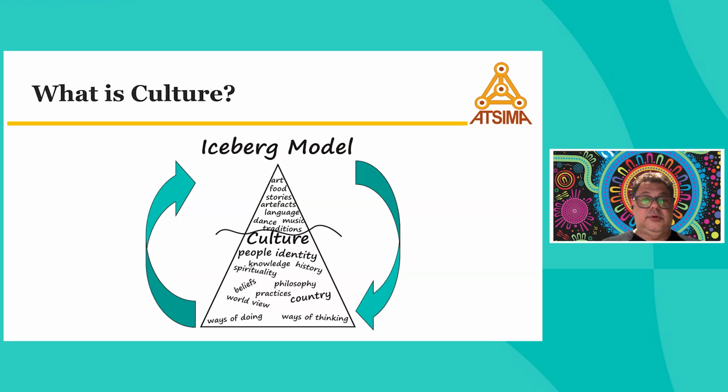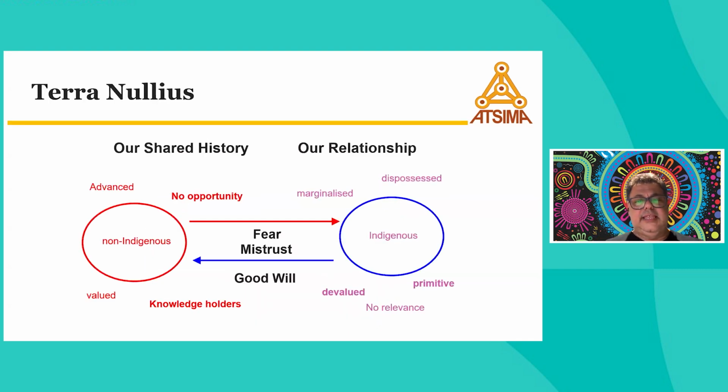So if we look at the history between First Nations people and non-Indigenous people in this country, and if we head to the next slide, please, we'll see that our relationship started on this basis, terra nullius, which means land belonging to nobody. What I'm trying to emphasize here is that this is our shared history, but also the beginning of our relationship with each other. And it's not a very good start, because you've got First Nations or Indigenous people in the blue circle where we were considered the most primitive race on the planet. They had no relevance in this modern society, so we're totally devalued.